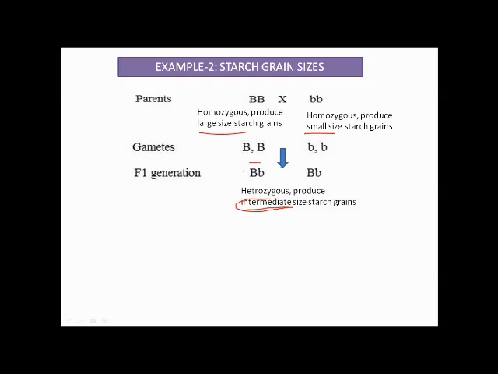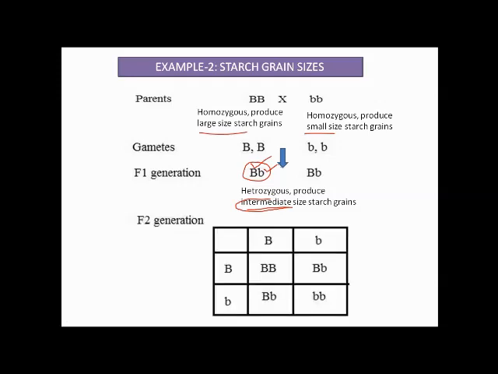So this intermediate is a new combination of the large and the small. This does not follow Mendel's rules completely. So the dominance of B is seen, but the dominance is superimposed by the presence of this other gene. So this caused the intermediate size starch grain. Then again the selfing was done and the same results can be seen.